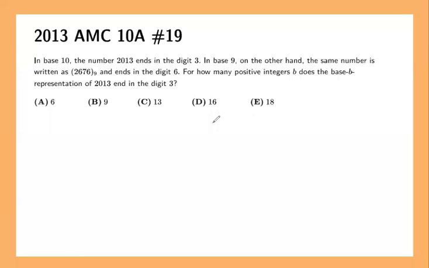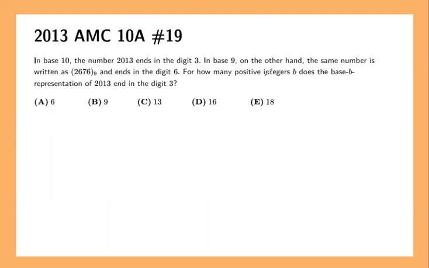Hello, one. So we have another AMC 10A problem. This was 2013, number 19. We have a base 10 number 2013, whose last digit is 3. And if you convert this into base 9, we get 2676 in base 9. Okay, so the last digit is 6.